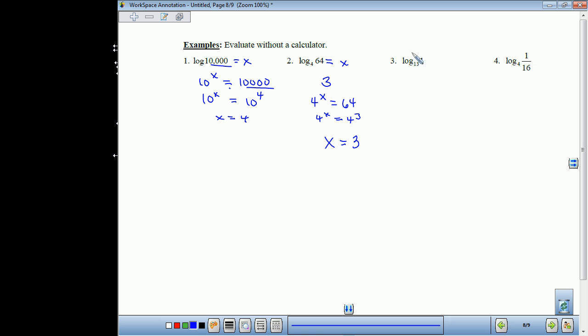Okay, what do you think about this one? 0. You are right. It is 0. If we set it equal to x and we set it up like this, what power can we raise any number to and get 1? 0. Except 0 to the 0, which is indeterminate. All right, so it's going to be 0.